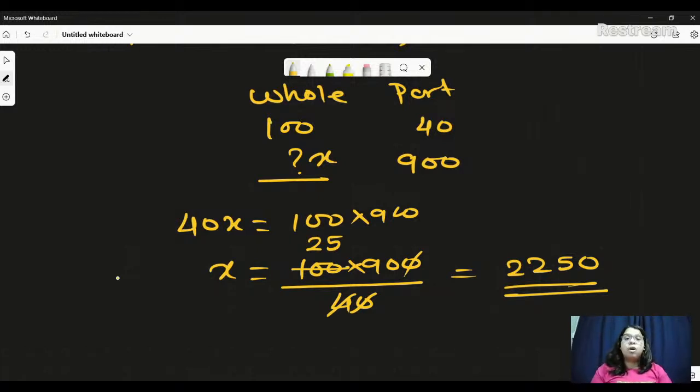So this is what percentage looks like when we are just starting. Next time we will do the unitary method of percentages and percentage increase and decrease.